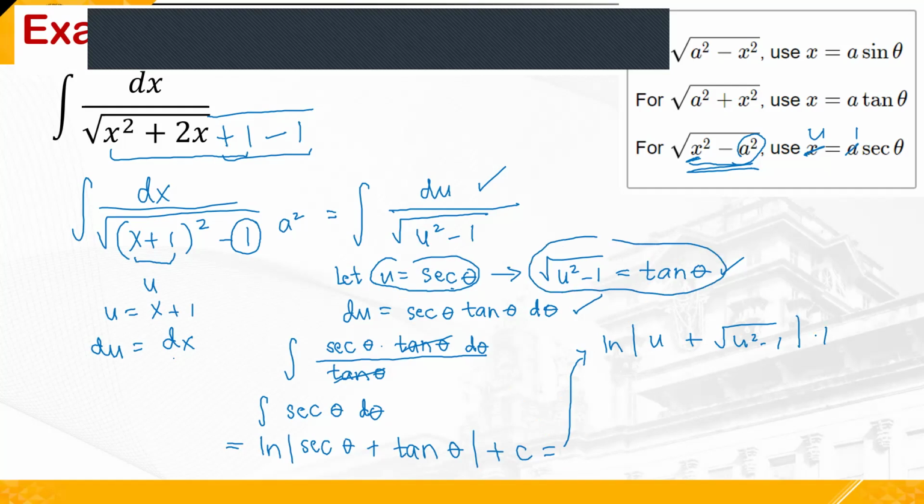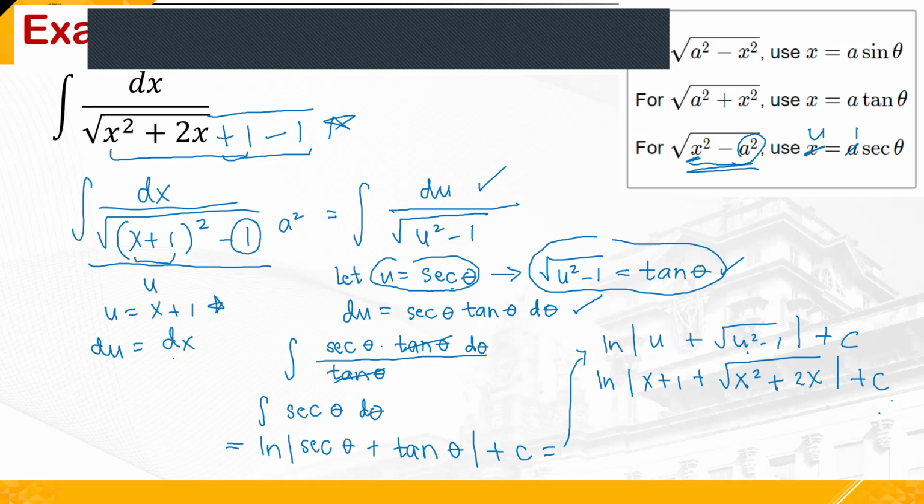Kaya lang, if we do that, hindi pa tayo bumalik dun sa original variable natin. Remember, our u is equal to x plus 1. So, this is ln of x plus 1 plus square root. Remember, this is x plus 1 quantity square minus 1, this entire radical, which is actually this thing. Ito yun eh. So, yung original variable natin, yung may x squared plus 2x plus c. So, ito yung ating final answer in terms of the original variable x.